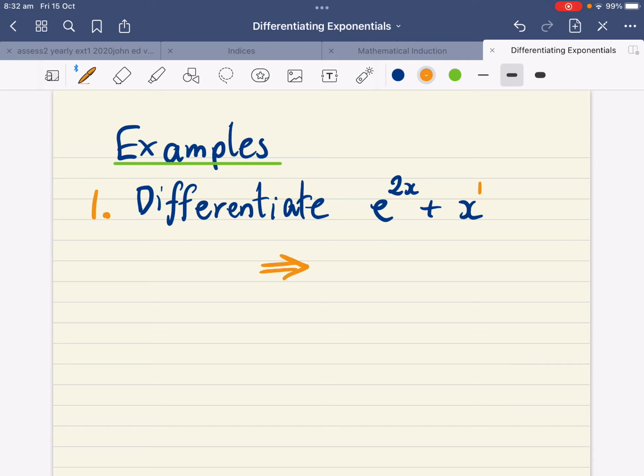Let's differentiate the exponential. Start with the 2x and differentiate that. You get a 2. That goes down the front, and the exponential remains there unchanged. Okay, so we've differentiated this part. Now let's differentiate the x to the power of 1. Power down the front, 1 away from the power, which of course could be rewritten as just a 1, because anything to the power of 0 is a 1. That's your answer. So that's how we differentiate that first one.